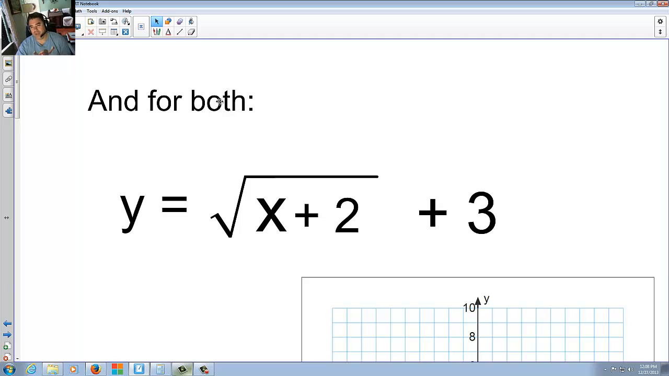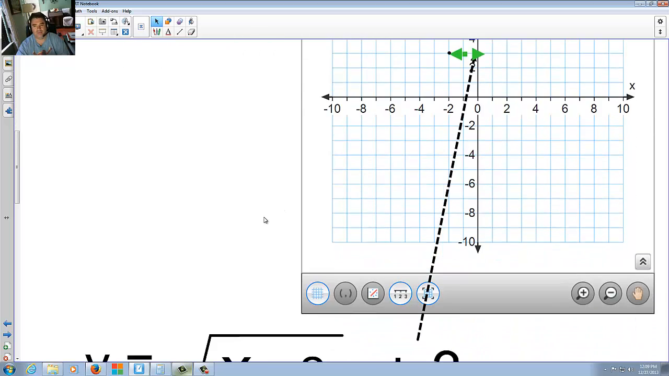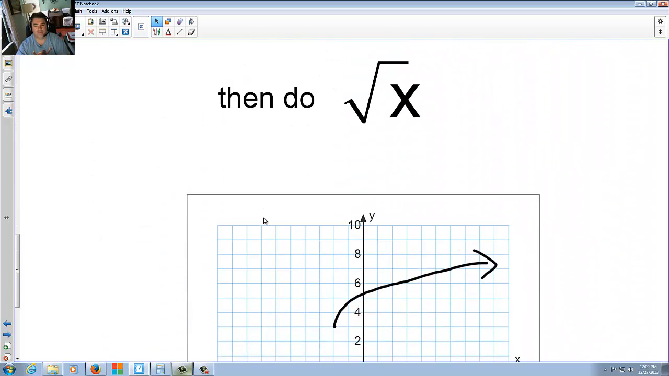Now, when you have both, however, I would start with this here. You have the plus 3, so I'm going to go ahead and go up 3. Then, inside there, remember you have to do the opposite. So instead of going plus 2, you're going minus 2. So you are going up 3, then you're going left 2, which is right here. Up 3 and left 2, and from there you start your root of x. Like this.